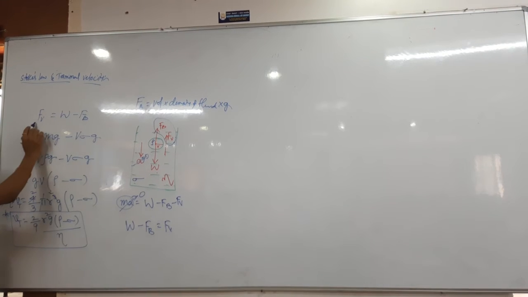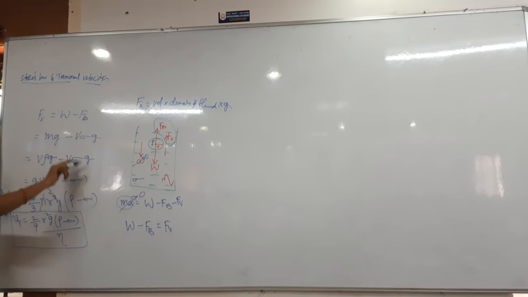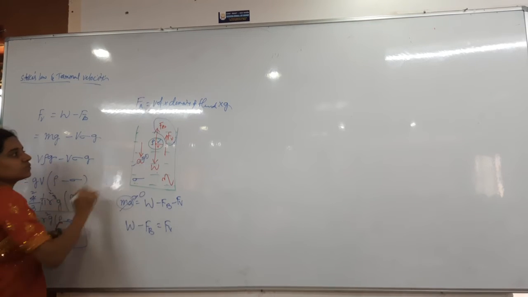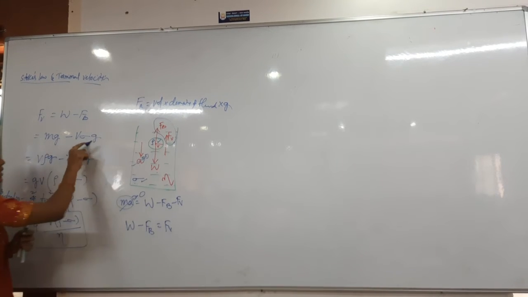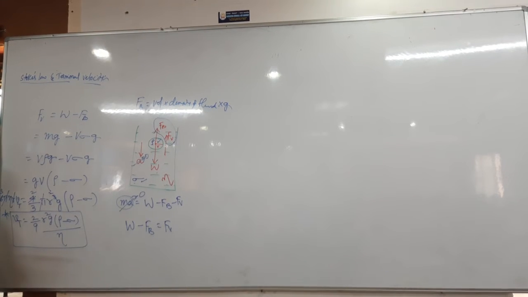Now Fv is equal to W minus Fb. W is nothing but mg, minus the force of buoyancy, where the volume of the substance is V, density of the liquid is sigma, and then g as it is. V sigma g is the force of buoyancy. And here mass is nothing but, as you already know, volume into density. Volume of the object I have taken as V, and density of the object is rho. So V rho g minus V sigma g.